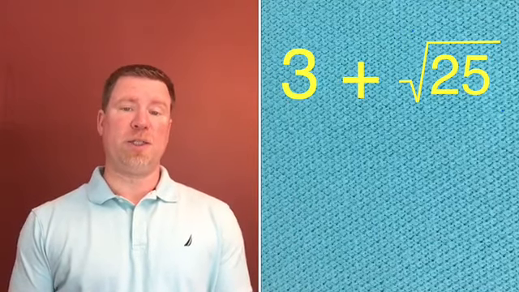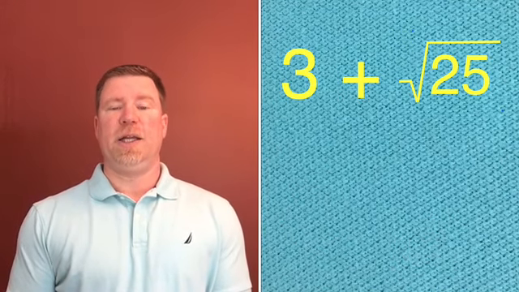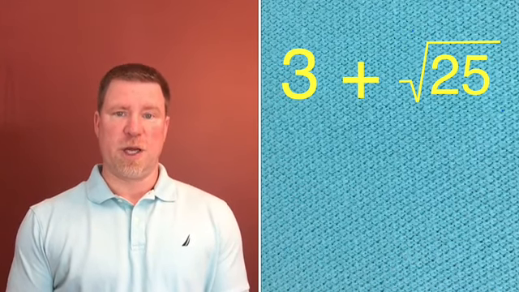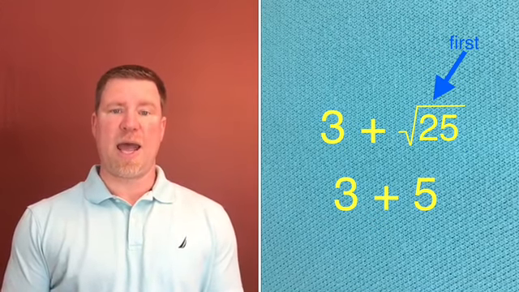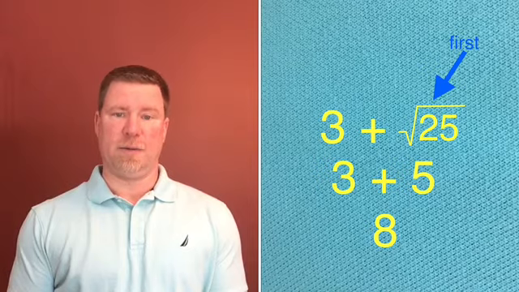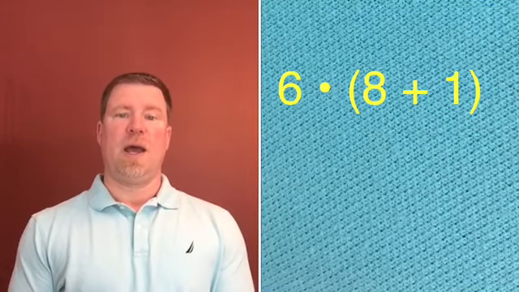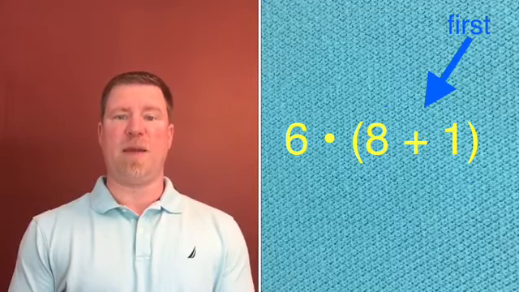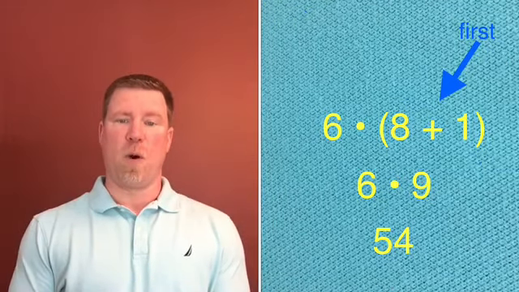In our first example for grouping, I have 3 plus the square root of 25. I have two different operations to simplify here. I could add, or I could find the square root of 25 first. The G, grouping symbols, tells me that I need to do the square root first. The square root of 25 is 5. Then I would add 3 plus 5 to get 8. In our next example, I have 6 times, and then in parentheses, 8 plus 1. I should do the grouping symbols first. Within the parentheses, 8 plus 1 is 9. Then I would do 6 times 9 and get 54.